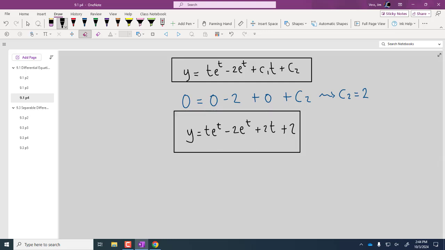So there's our particular solution. Make sense? So we're going to integrate twice, solve for 2 integration constants, and that's it.